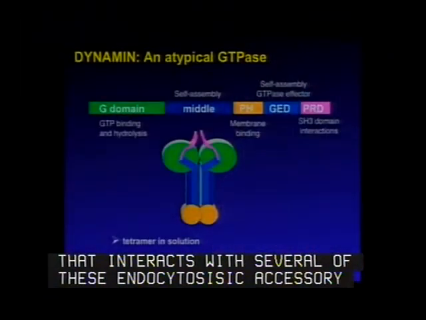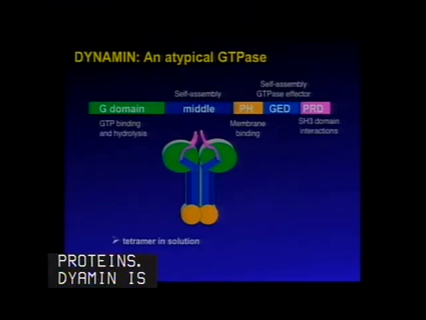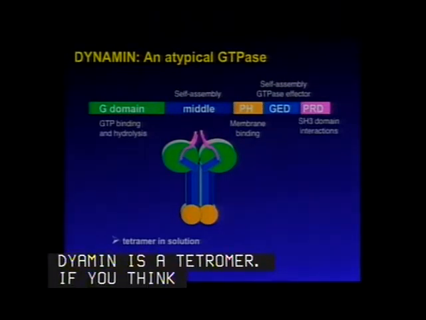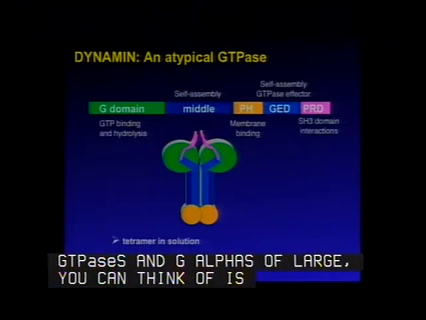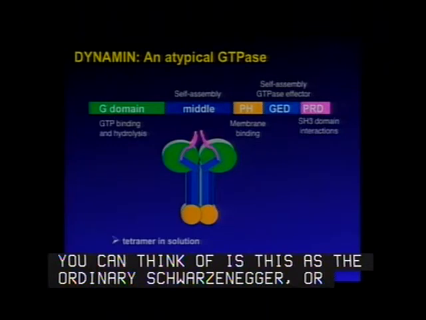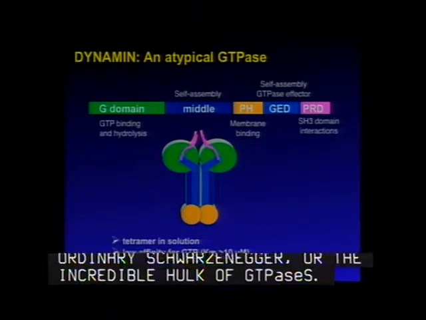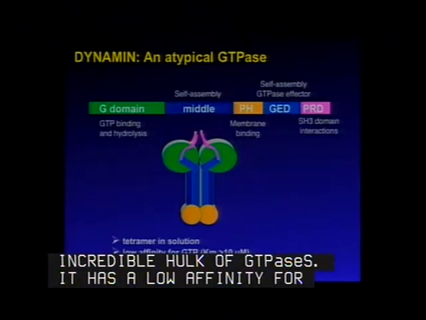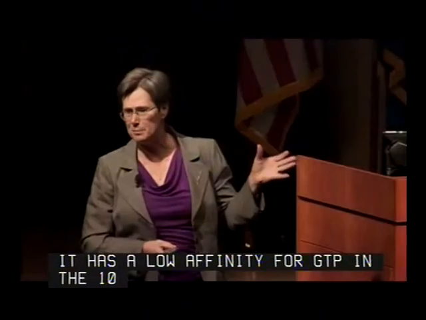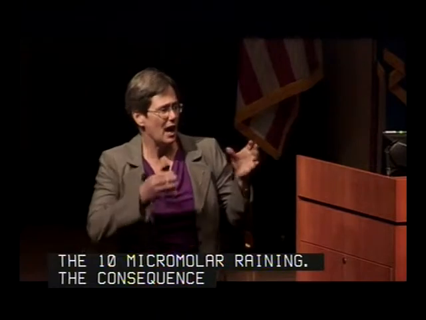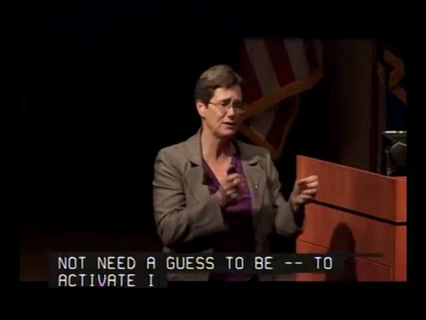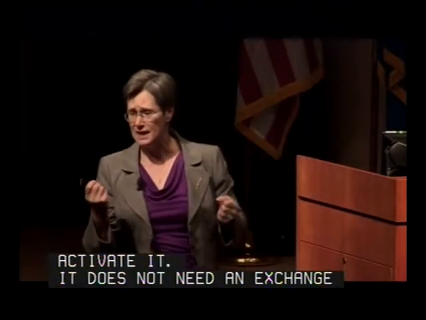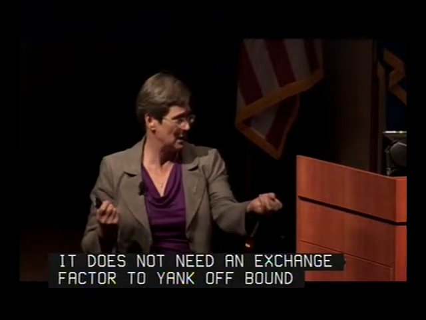Dynamin is a tetramer in solution, so if you think of RAS as small GTPases and trimeric G-alphas as large GTPases, you can think of this as the Arnold Schwarzenegger of GTPases, or, not to mix metaphors, the Incredible Hulk of GTPases. It has a low affinity for GTP, in the 10 micromolar range. The consequence of this is, unlike RAS-related GTPases and trimeric GTPases, it does not need a GEF to activate it. It does not need a guanine exchange factor to yank off bound GDP that is so tightly associated, so that it can be loaded with GTP.